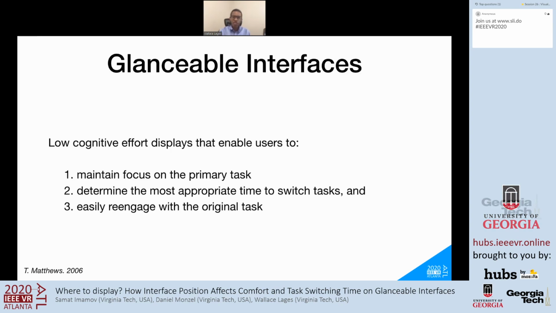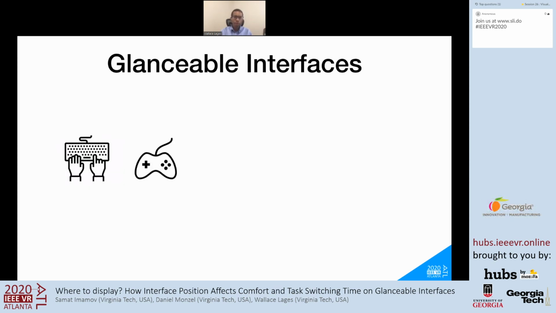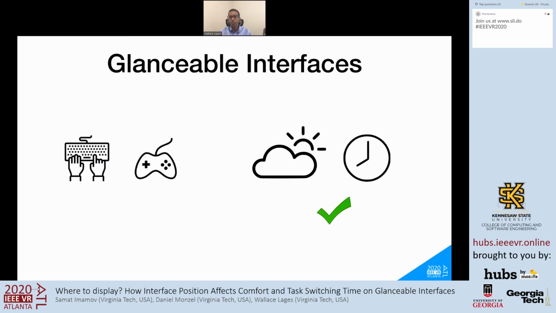In fact, this is the definition that Tara Matthews used in 2006 for a glanceable interface. She defined it as an interface that allows you to focus on the primary task, switch to a glanceable display when you need to, and easily continue doing what you were doing before. It's important to note that this is not desired or possible for every content, right? For example, if you're typing a document or playing a game, it requires focused attention, but it works well with other things we do in our daily lives. For example, checking the calendar or checking the time or looking at a text message that you just received.